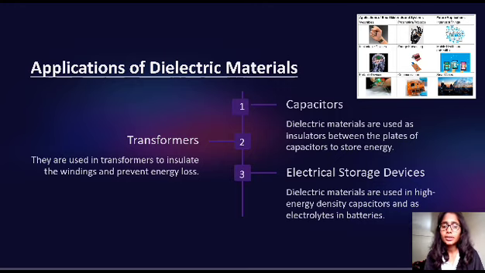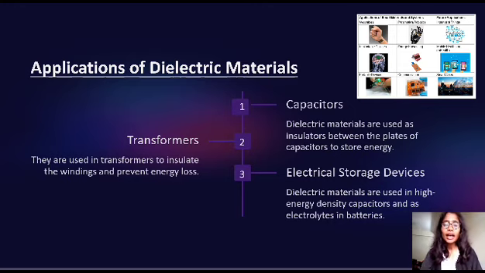Capacitors, transformers, electric storage devices. A capacitor is an electric device. Dielectric materials are used to insulate between the plates of a capacitor to store energy. Transformer: they are used in a transformer to insulate the winding and prevent energy loss. Electric storage device: dielectric materials are used in high energy density capacitors and as electrolyte in batteries.